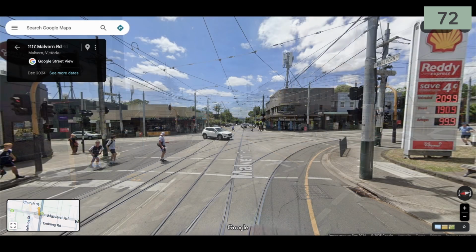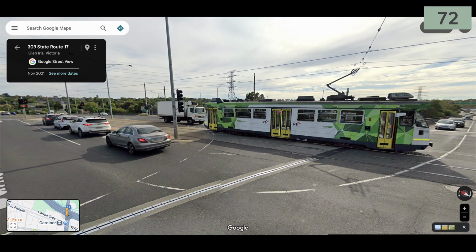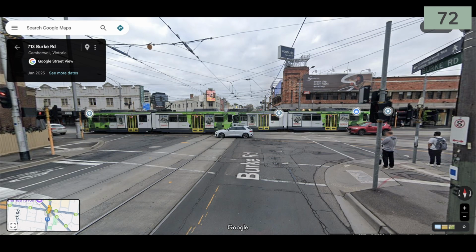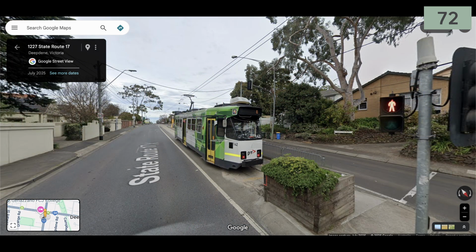Then, 72 continues down Malvern Road, and provides an interchange point with Route 16. Then, the 72 turns left onto Burke Road and under the Monash Freeway. Then it continues straight down Burke Road, passing over Riversdale Road and Tram Routes 70 and 75. The 72 continues into Camberwell, then eventually arrives at its terminus in Camberwell, right next to the Route 109.